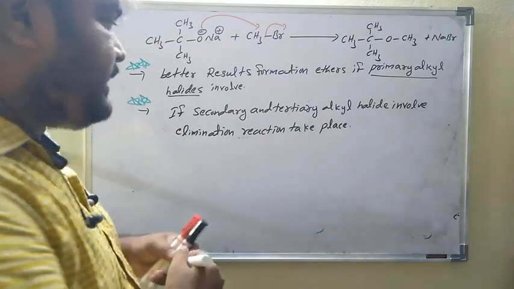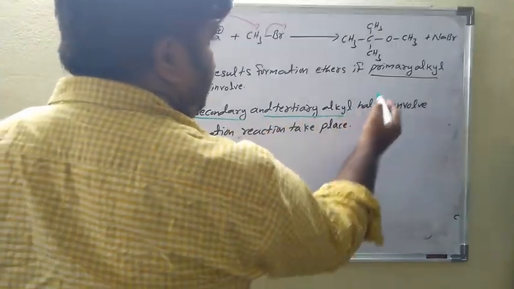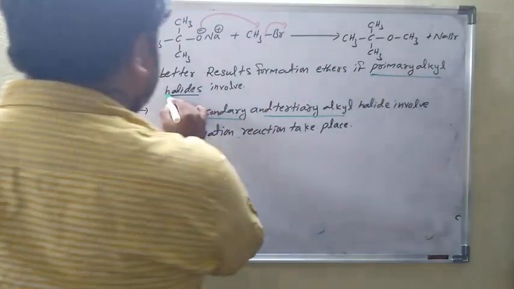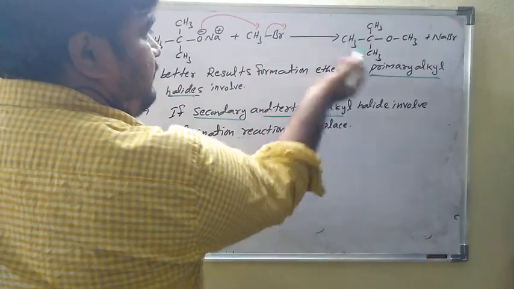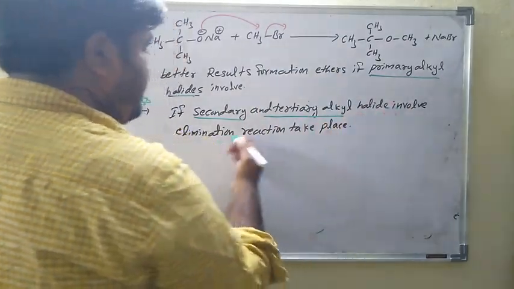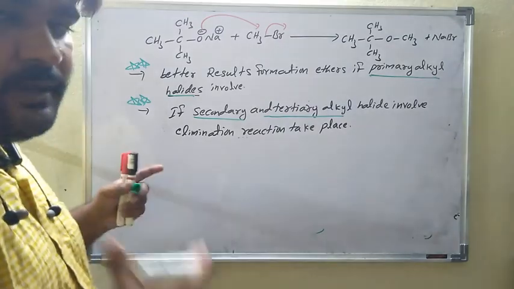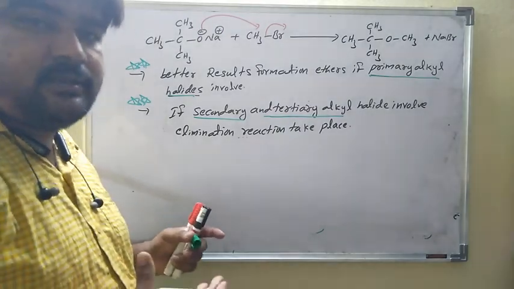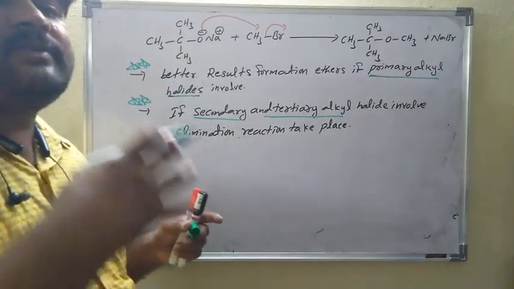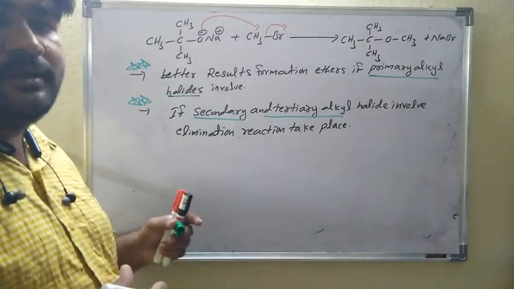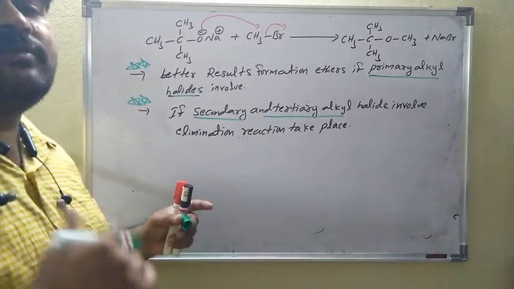If primary alkyl halides are involved, ethers are produced. If secondary or tertiary alkyl halides are involved, the elimination reaction competes over the substitution reaction. That means an elimination reaction takes place. The primary case involves the SN2 pathway, while secondary and tertiary alkyl halides lead to elimination.